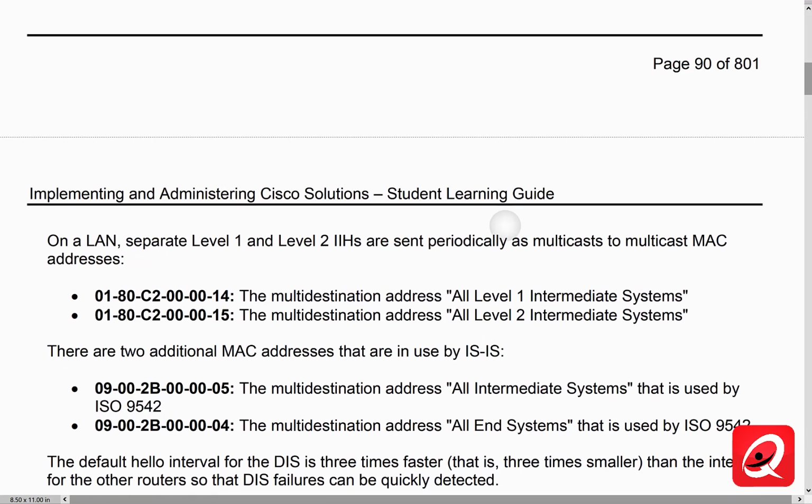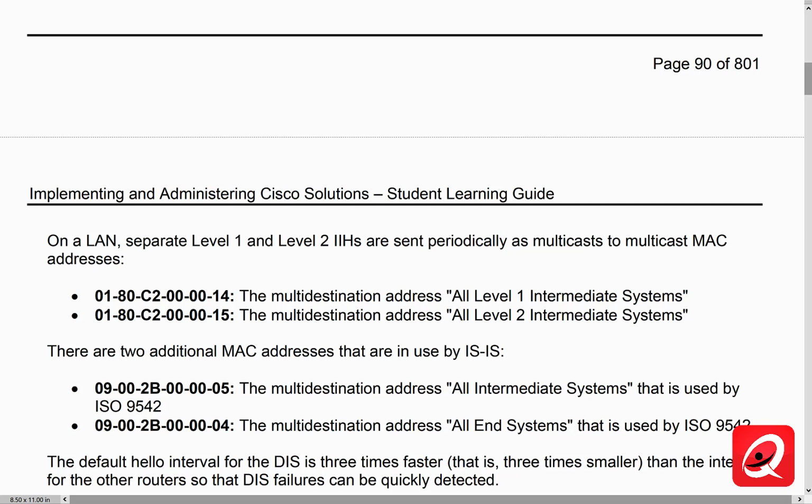We actually have that listed here in the book, so let me go ahead and highlight that. Okay, so 14 is for all level 1 intermediate systems, 15 is for all level 2 intermediate systems, and then we also have some additional multicast addresses at layer 2. 0900.2B00.0005, that's the multicast destination address for all ISs, and 04 is all end systems.